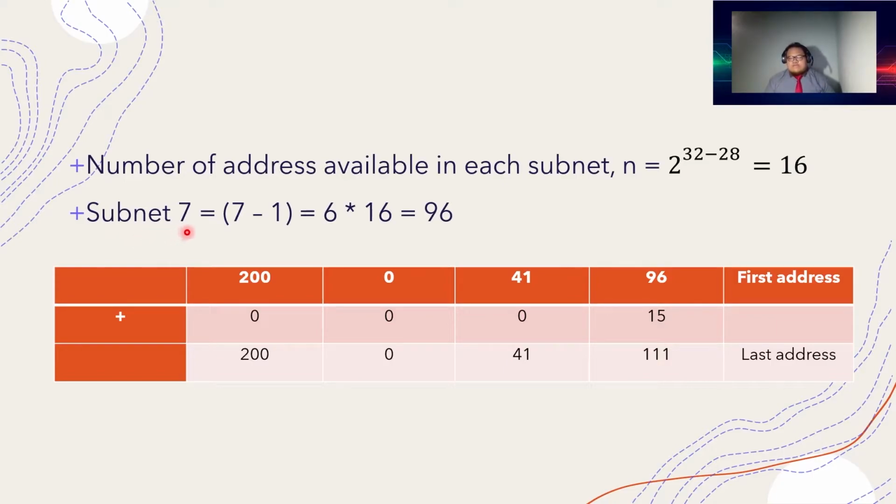We are using subnet 7. Then we get the answer of 6 times 16, where 16 is the number of addresses available, and we get 96 as the byte that we are going to use in the fourth byte. The first address in this subnet is 200.0.41.96, and the wildcard is 0.0.0.15. And the last address that we get from this addition is 200.0.41.111.